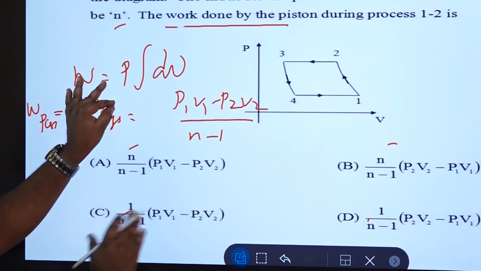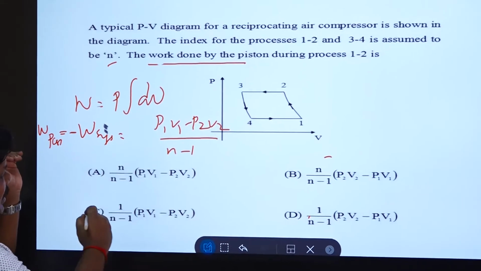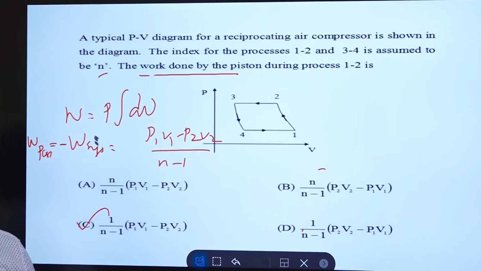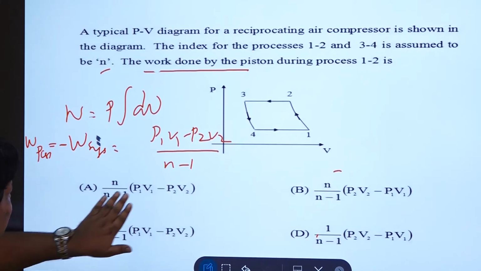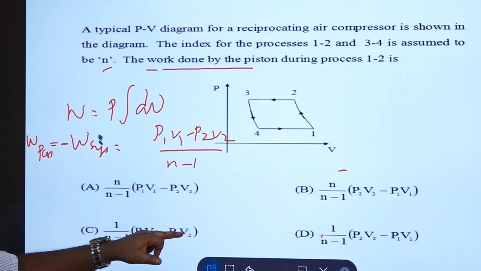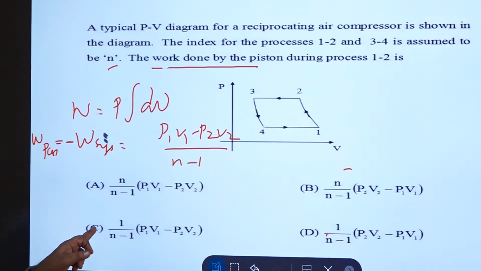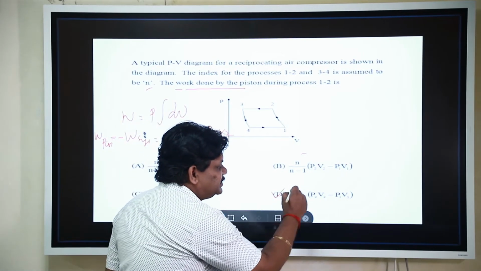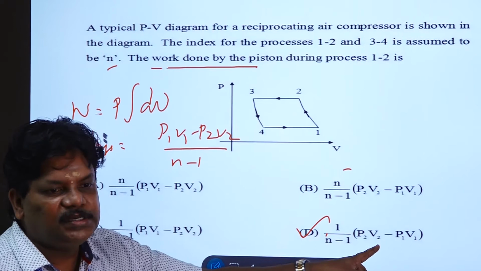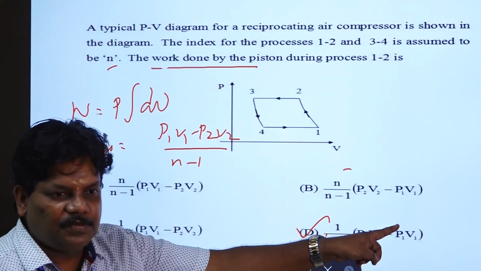So immediately what will you do? You will immediately take this answer. But that is wrong. Since it is negative, this becomes P2 V2 minus P1 V1 by N minus 1. So the answer is 1 by N minus 1 into P2 V2 minus P1 V1.